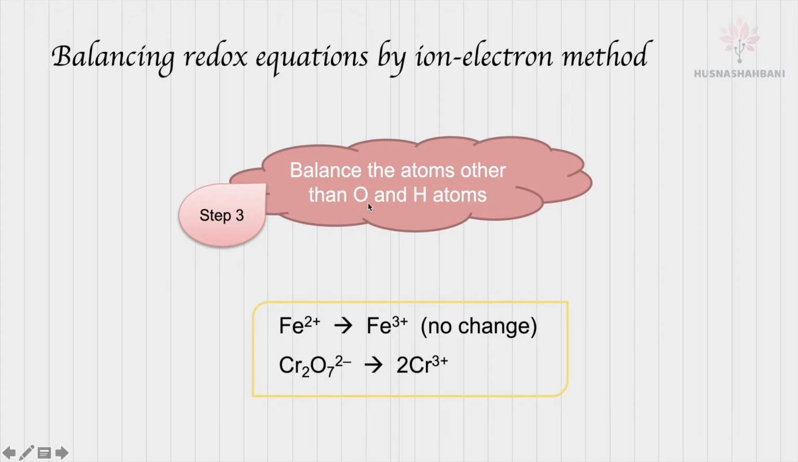Next, step 3. Balance the atoms other than O and H atoms. Step number 3, make sure you balance the other atoms but don't bother about oxygen and hydrogen yet. Fe2 plus becomes Fe3 plus, 1 Fe only, no change, 1 Fe, 1 Fe. But here, 2 Cr. On the right side, you have to put 2 Cr to balance. But in step 3, don't bother about oxygen and hydrogen yet.